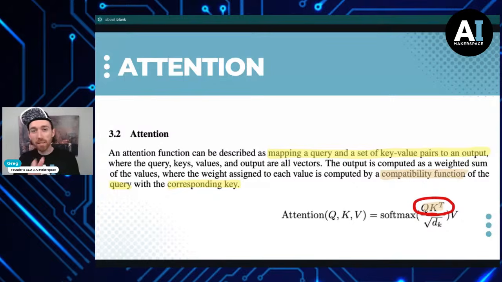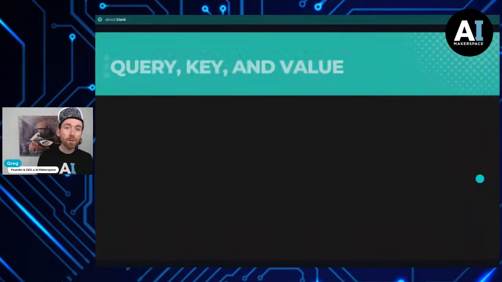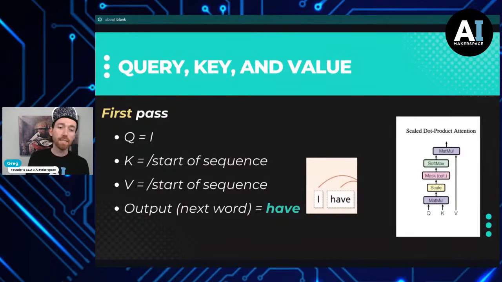Let's look at a very simple example. Now, even if there's nothing in the sequence yet, there's always some token that exists within K and V. So consider a first pass example where K and V are start of sequence tokens only. They don't have any actual words associated with their token, but they're just start of sequence tokens. And then we have a query, which is our new token, and it's I.